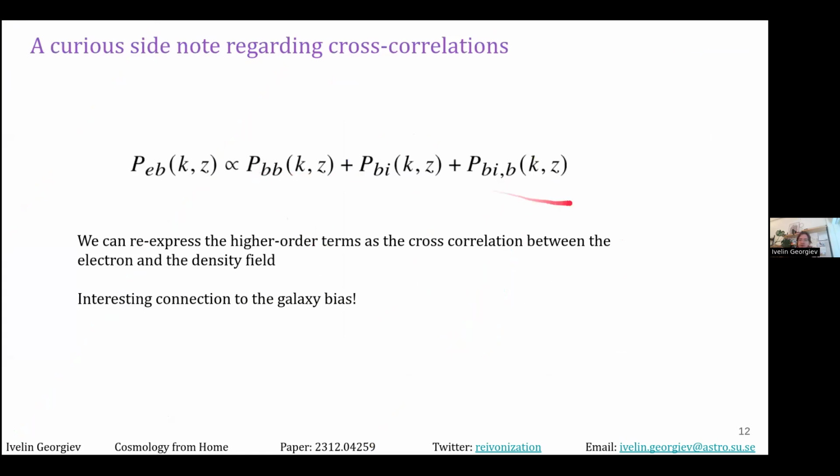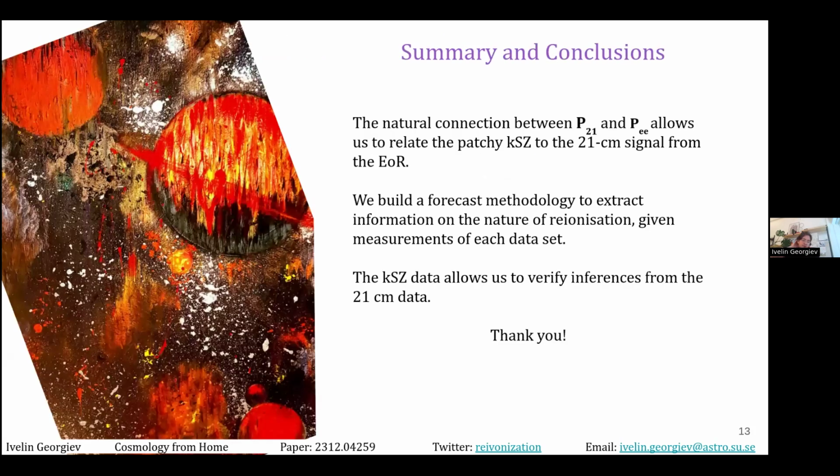Moreover, the higher order terms that I had crossed out originally in the talk, we can think about a way to add them back into our analysis, so we can repackage them possibly as a cross correlation between the free electron field and the density field, or even perhaps the density field and the 21 centimeter field. So our forecast can also allow us to somehow include some sort of cross correlation data to build on and make a more unbiased estimate of the 21 centimeter power spectrum. This is all I wanted to say.